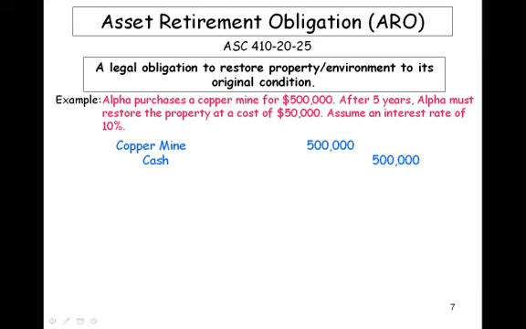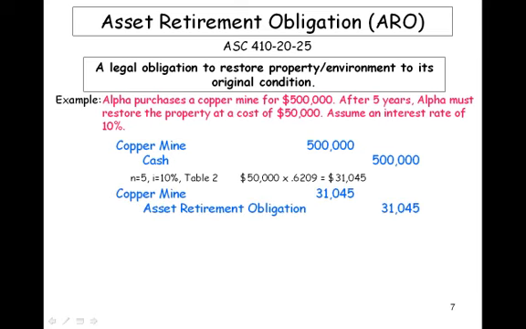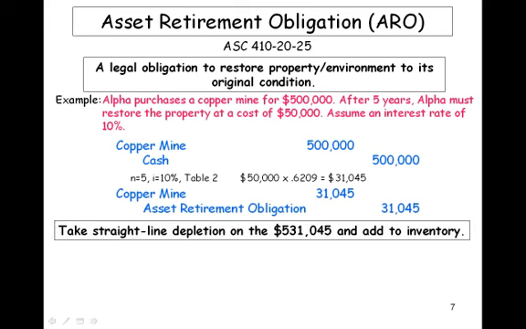The copper mine is recorded as an operating asset. There are other account names that could be used. The ARO must also be recorded at its fair value, which we will estimate by using present value, 5 periods, 10%, Table 2. The ARO of $31,045 is a liability. This amount is also capitalized as part of the cost of the mine.